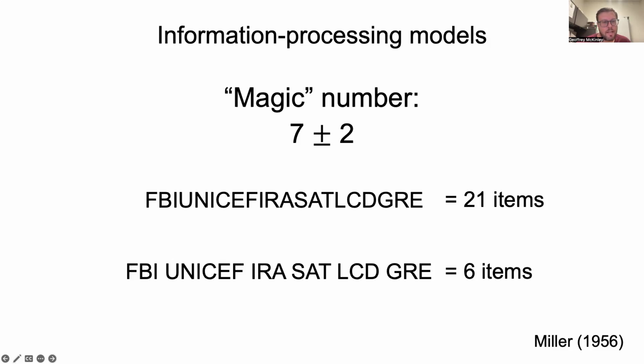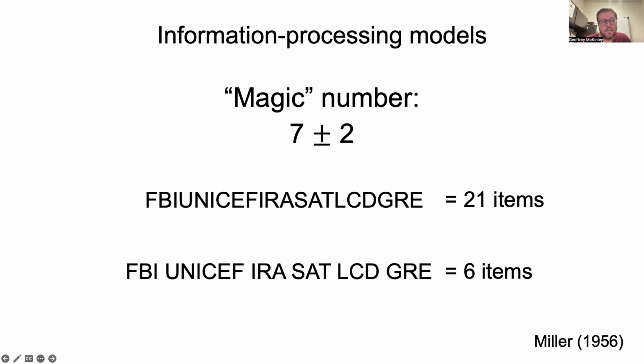So, this is an example here on this slide of chunking, right? FBI, UNICEF, IRA, SAT, LCD, GRE. This is a 21 item string of letters. But of course, we could chunk these into meaningful chunks. And in doing so, we essentially compress 21 items into 6 items, right?